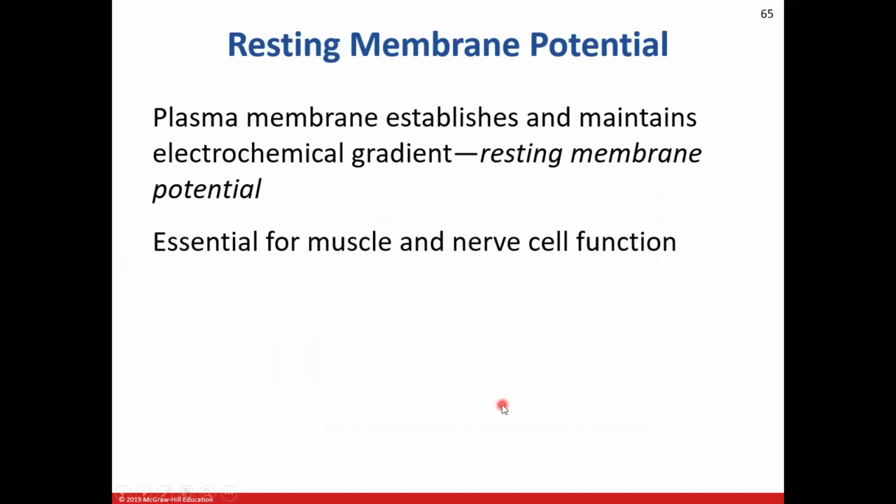So here we now look at the resting membrane potential. This is a transition from movement of substances to starting to look at the electrical components of the cell. The plasma membrane establishes and maintains an electrochemical gradient, which allows us to form a resting membrane potential. And this resting membrane potential is essential for muscle and nerve cell function.